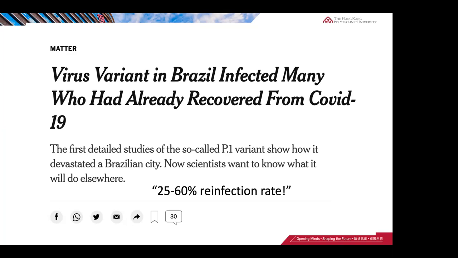If I give you two choices, I tell you we observe 10 reinfection cases, and the true number is either 10,000 or 1 million, which one is more likely? I think it's common sense. The smaller one, 10,000, is more likely compared to 1 million. Because they basically say something like 50% of the population was infected twice.